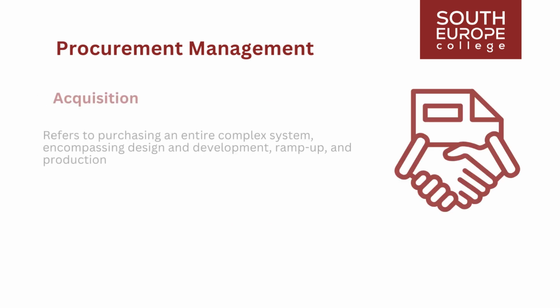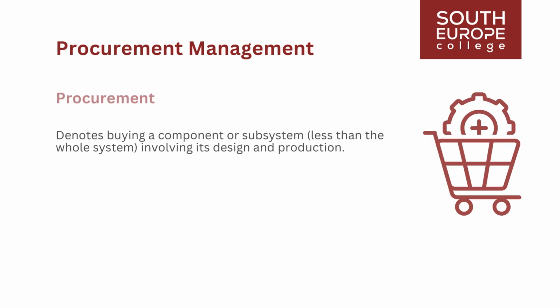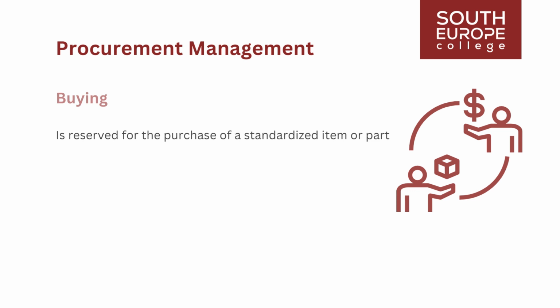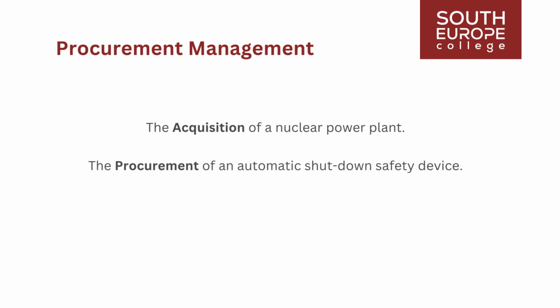Acquisition refers to purchasing an entire complex system, encompassing design and development, ramp-up, and production. Procurement denotes buying a component or subsystem, less than the whole system, involving its design and production. Buying is reserved for the purchase of a standardized item or part. Therefore, it would be correct to say the acquisition of a nuclear power plant, the procurement of an automatic shutdown safety device, and buying a batch of standard 1-inch nails.